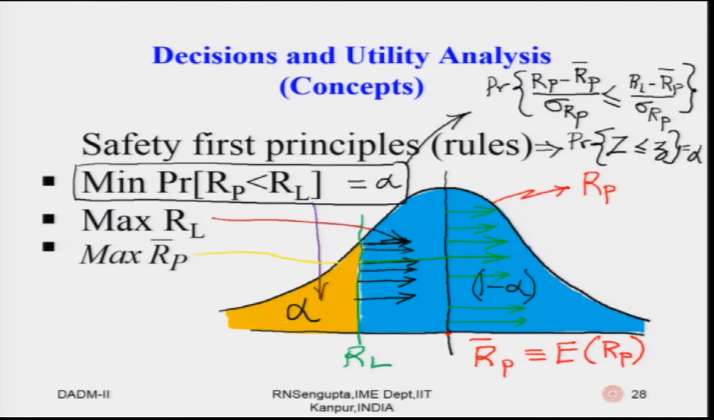Now, you know the standard normal table, where z is given, and based on that you can find out alpha. So given RL or given R bar P, or any two of these values being given, you can find out the third. Hence using the normal distribution becomes very easy when you are trying to utilize and understand the concept of the safety first principle, the first bullet point. And this can be done for the second and third also. But if the distribution changes, obviously you have to do some simulation studies, which we will come to in DADM3, where you consider different types of reliability-based robust optimization when the distributions are not normal per se.